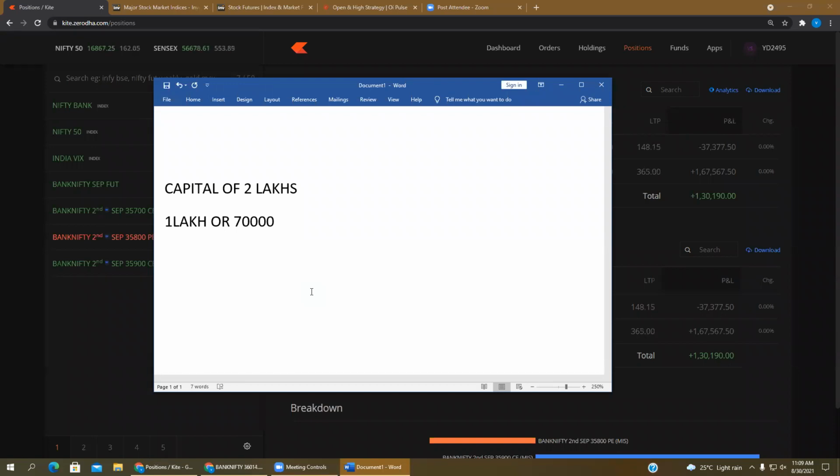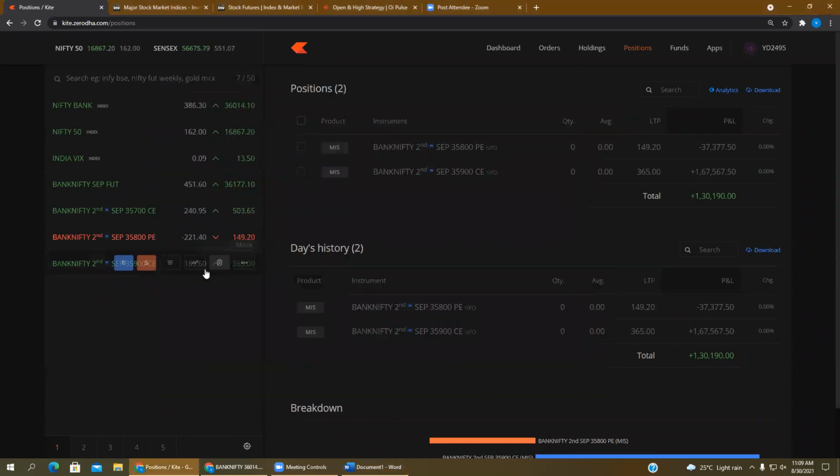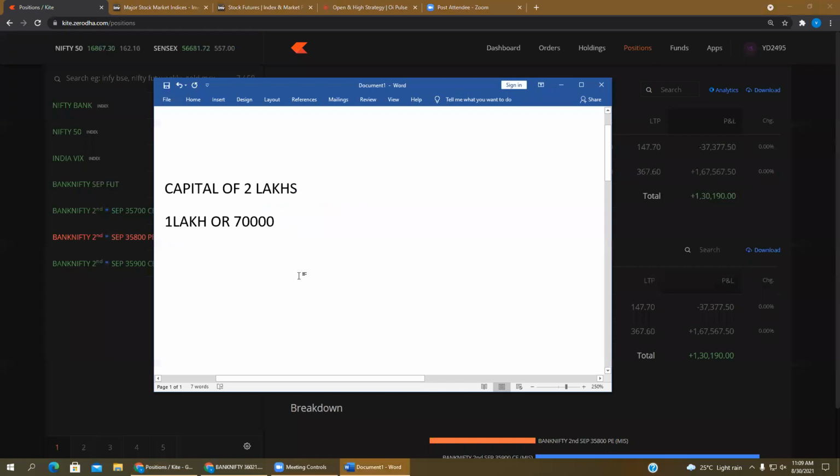Okay, so let's say I have 1 lakh or 70,000. So max position I'm looking for is 50,000 in a trade. If the trade is fitting into my criteria, then max I'm going to deploy in a trade is 50,000. So for example, if a strike price is 300, how many lots will I be able to buy? 50,000 divided by 300, 166 quantity. So that means 5 lots. Let's take it as 5 lots.